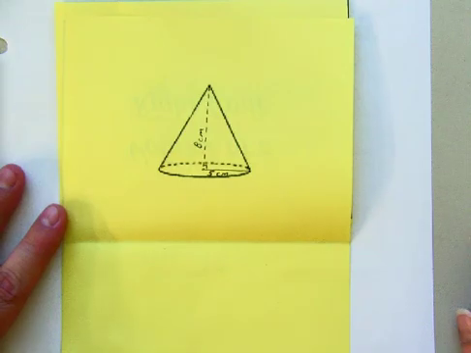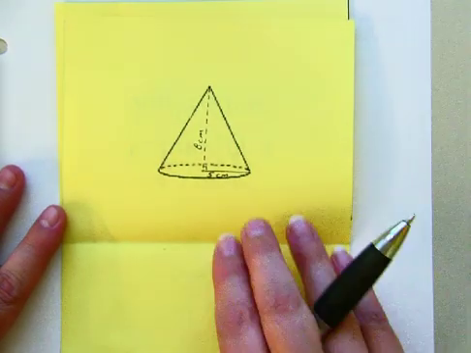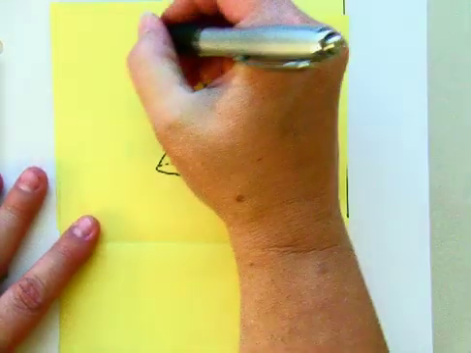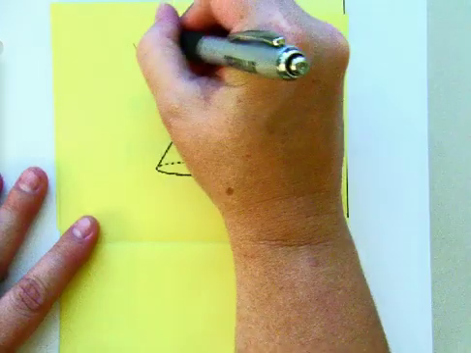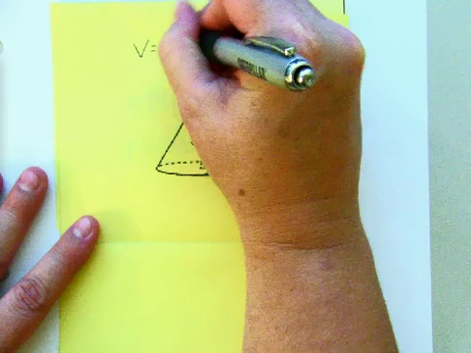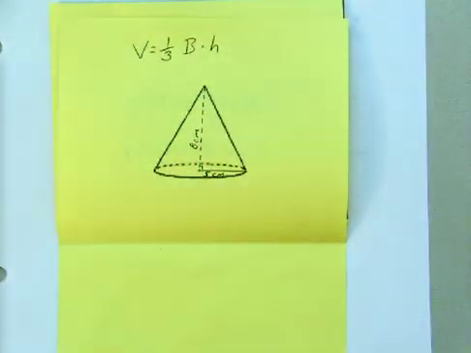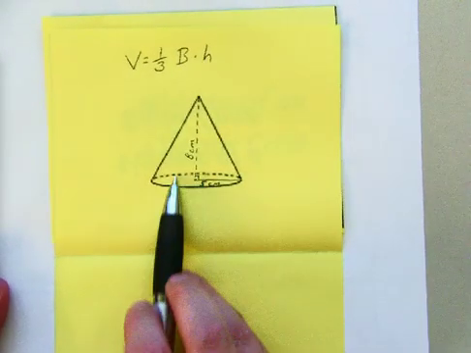So for a cone, cones are similar to pyramids. So our equation is going to be similar to the pyramid equation. Volume equals 1/3 capital B times H. That was our pyramid. Now the difference here, if you remember, between a cone and a pyramid is that now we have a circle base.